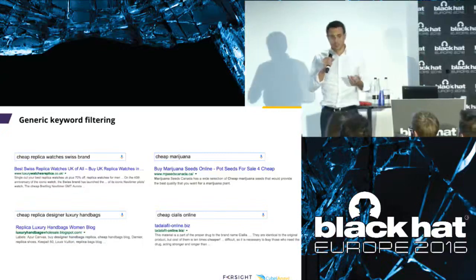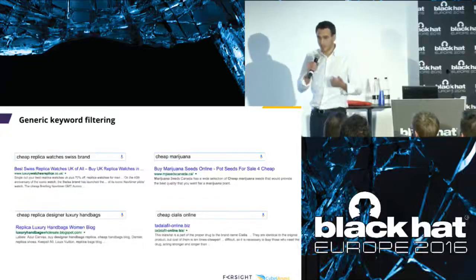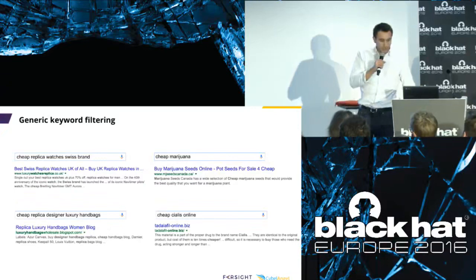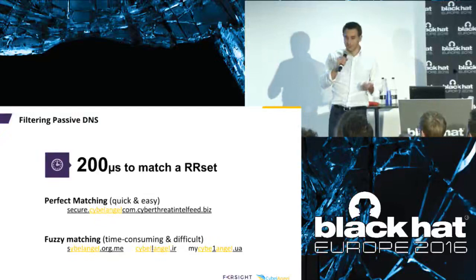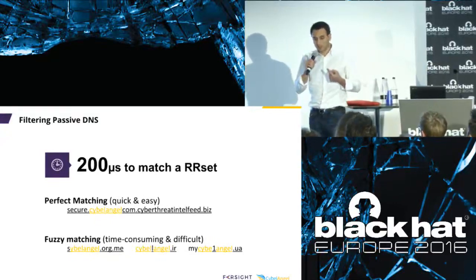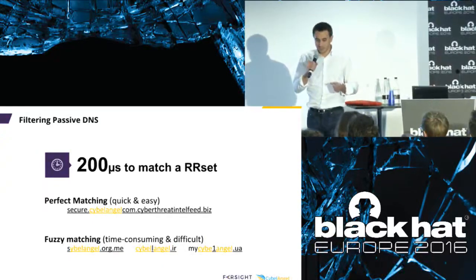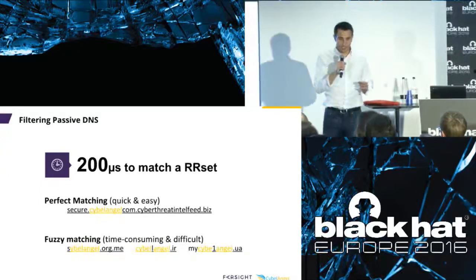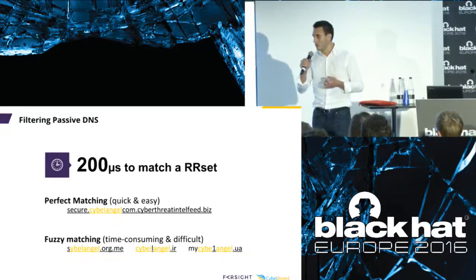So now I have these two different sets of keywords I'm looking for in the passive DNS stream, the generic keywords and the brand-specific keywords. For every single record that I see through the passive DNS stream, I will do a keyword matching. I will do two kinds of matching. I will first do a perfect matching, which is pretty easy. Here I look for the exact string Cyber Angel in the domain name. And I also do fuzzy matching, also called approximate matching. So I look for variations of the domain name.